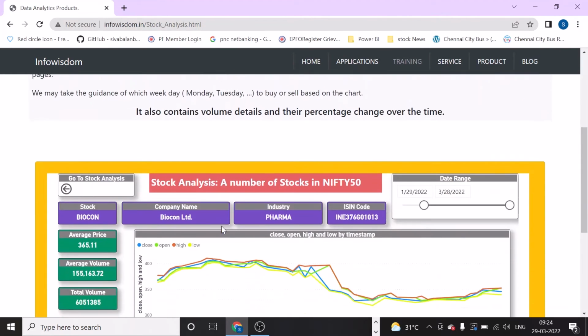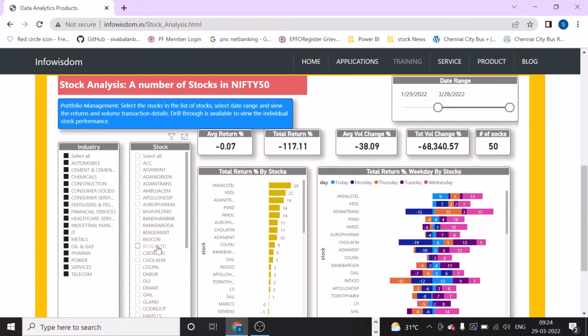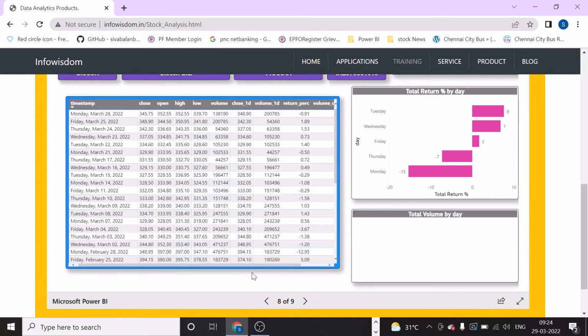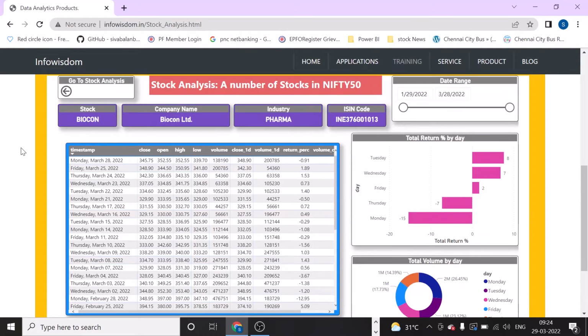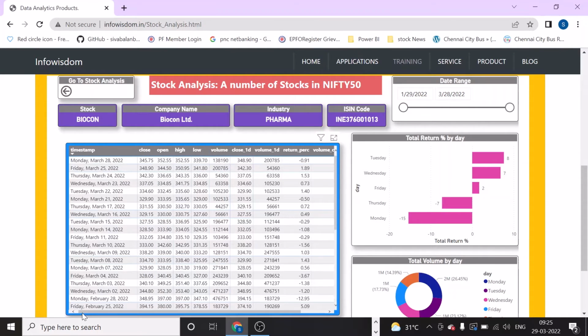If you are interested to go to another page, let us go back there, and we can use the Biocon drill through. This time we can go to individual stock 2. Then it shows every day for this period of time how it is performing. You can also find out the percentage of return, volume change percentage, previous day volume, and previous day close price. All this information you can find in this table to find out how it is performing over the period of time.